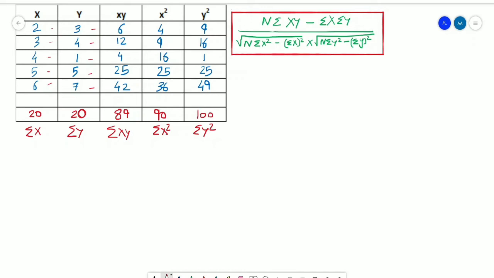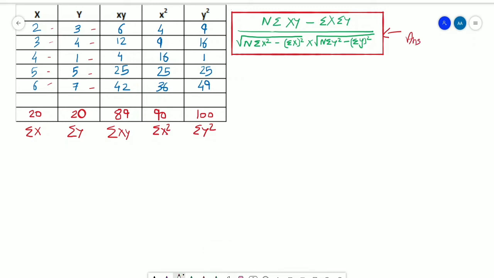100 over here. Okay, so now we have calculated all the totals and we have got the figures for summation of x, summation of y, summation of xy, summation of x square and summation of y square. Now we will just put these values in the formula, and once we put these values in the formula, then we will get the answer. Okay, so let us solve this formula now.